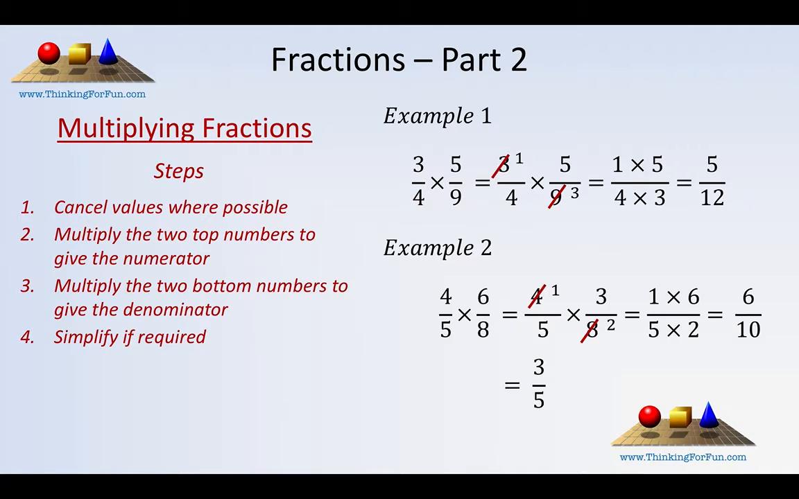In this second example, we are asked to multiply the fractions 4 over 5 and 6 over 8. As before, carry out steps 1 to 3, cancelling any values where possible, and then multiply the top numbers and then the bottom numbers. This time we have the fraction 6 over 10, and these numbers share a common factor of 2, and therefore, simplifying, we get the result 3 over 5.